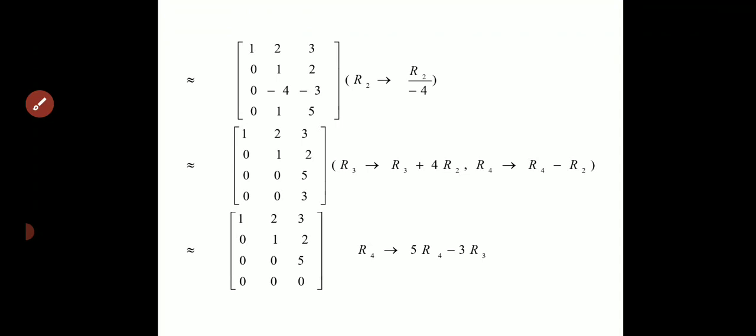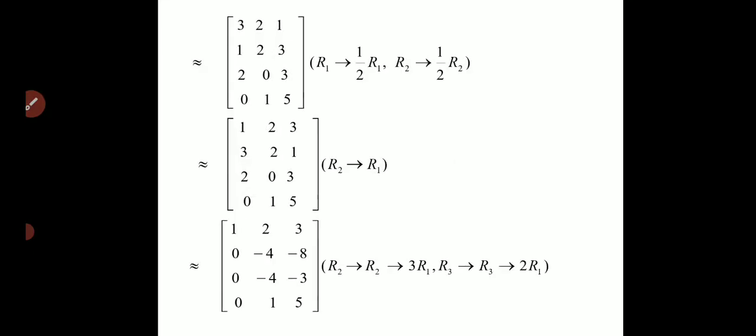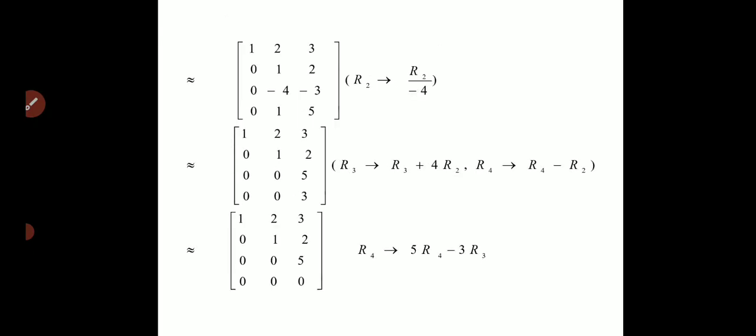Next it is equivalent to, let us divide R2 by minus 4. This we can observe in the previous case. Here in R2 we have 0, minus 4, minus 8. If you divide it by minus 4, you will get 1 and 2. So we will get 1, 2 here, and the third and fourth rows you keep as they are. The first row is also the same.